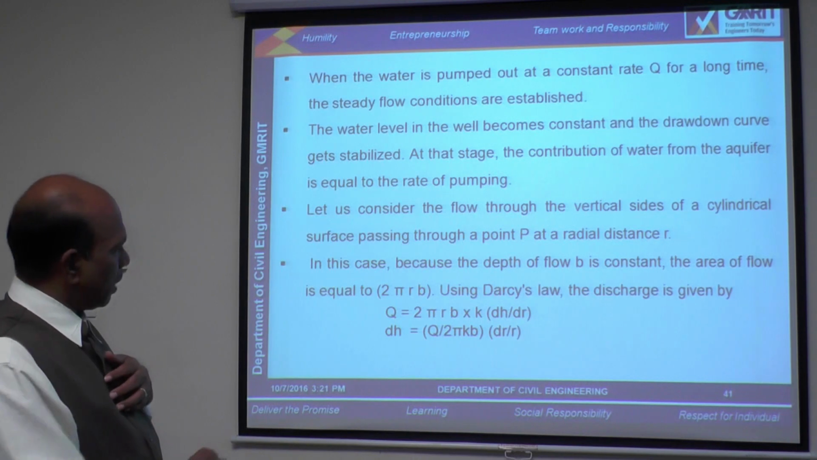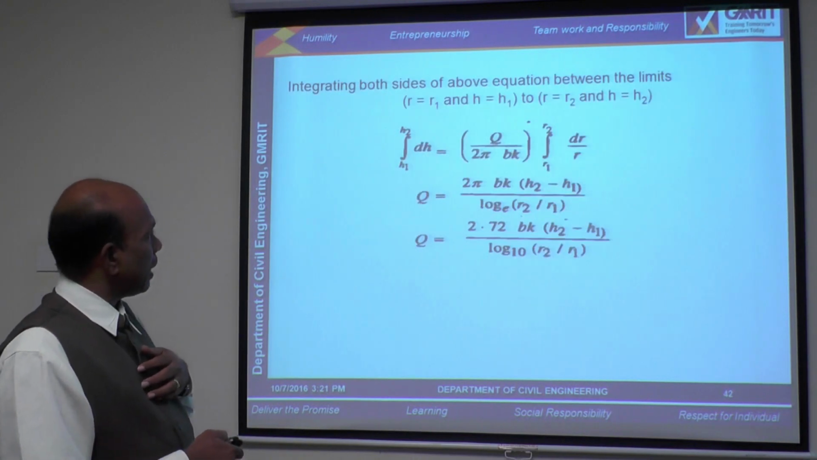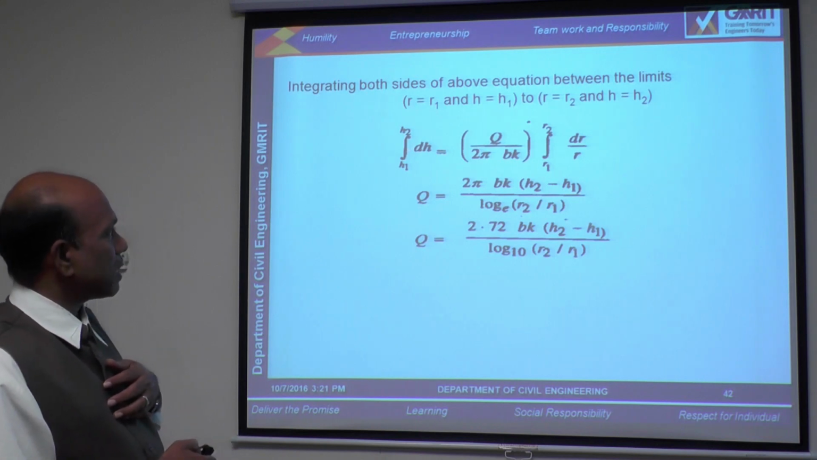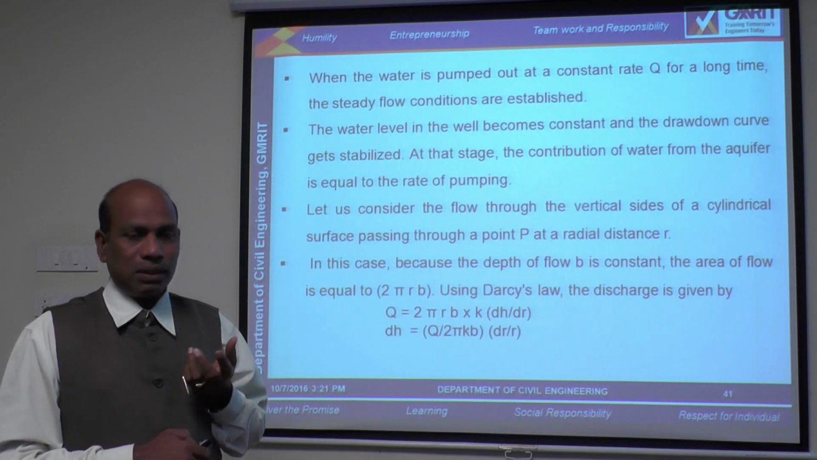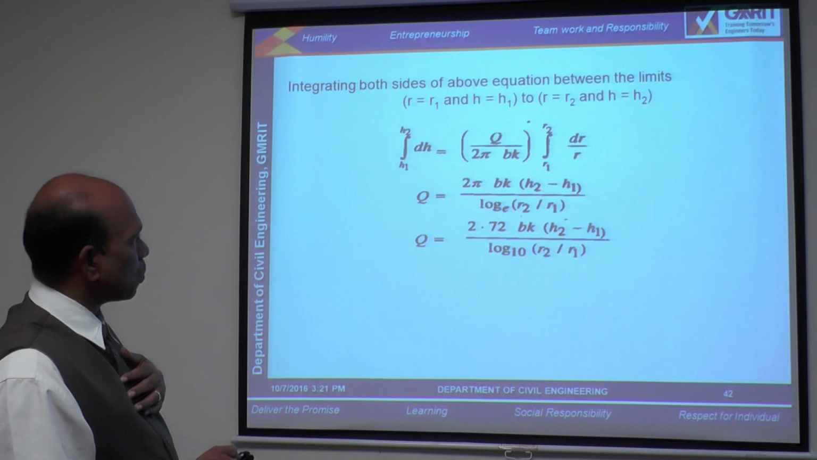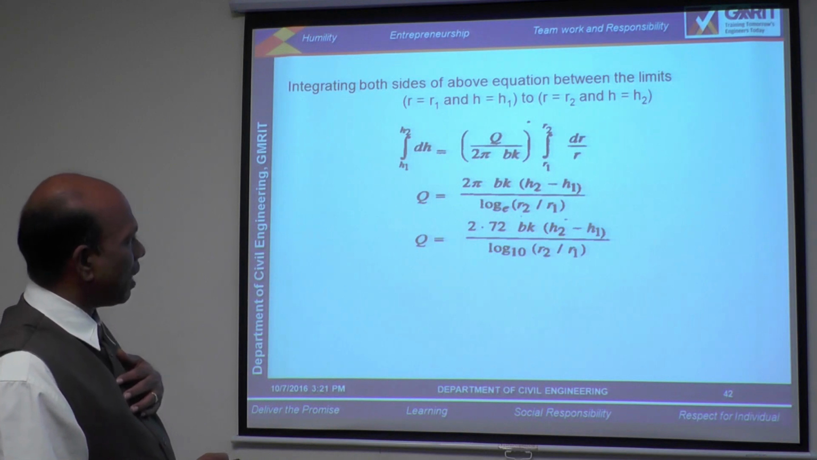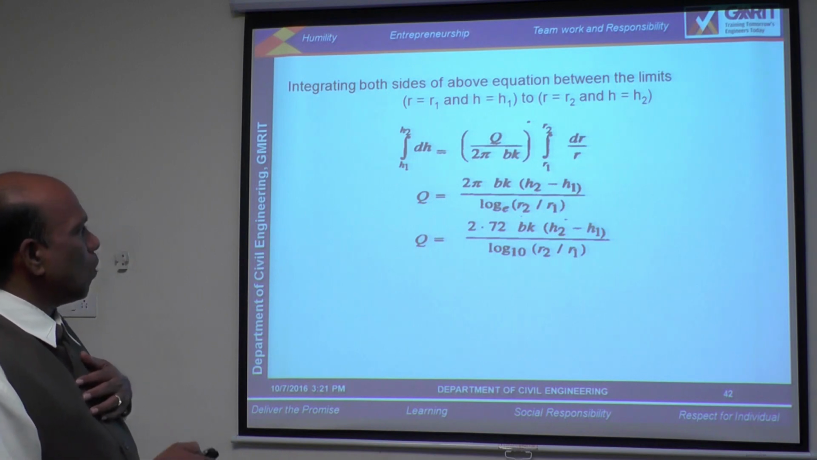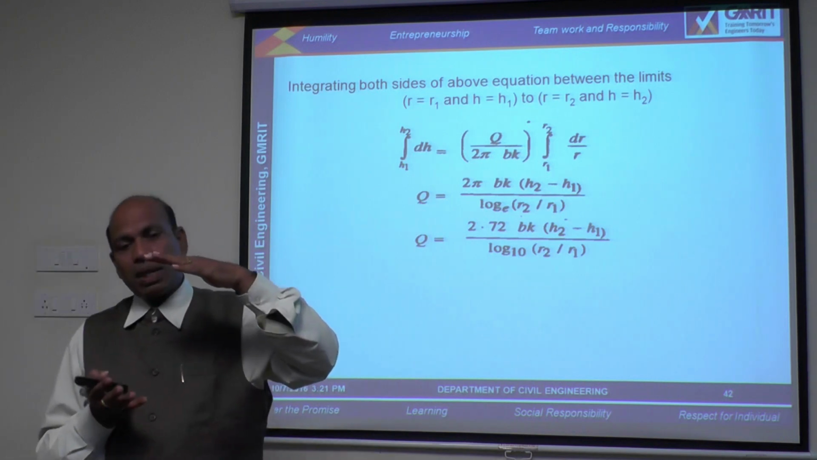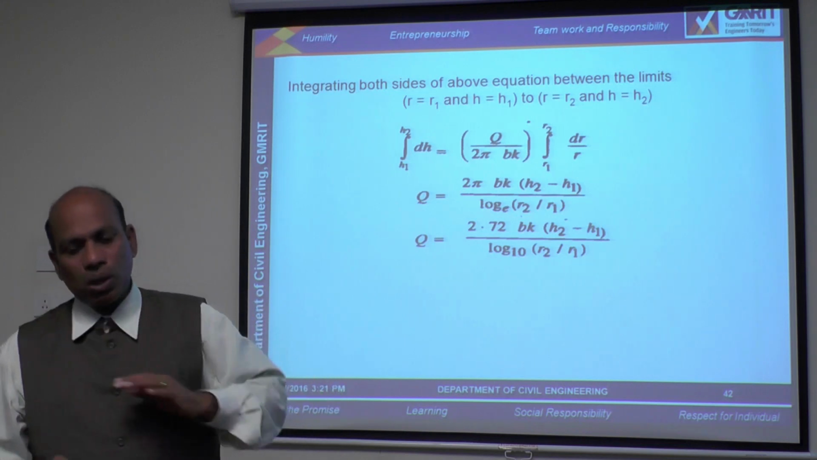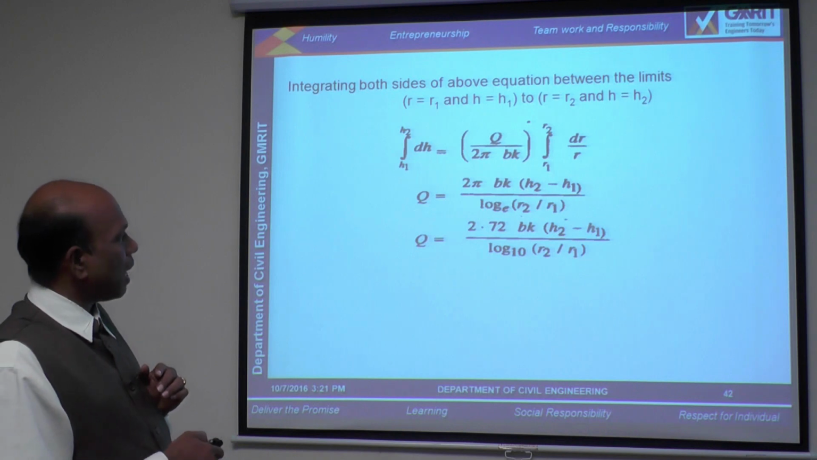Then finally, in the earlier case we had H dH, and because of the integration we had a squared term. Finally, the formula is Q equal to 2 pi B K (H2 minus H1) divided by log e (r2 by r1). This is the final formula for the determination of flow rate into a well through a confined aquifer. When the water levels in observation well number 1 and observation well number 2 are given, we can use this formula directly.